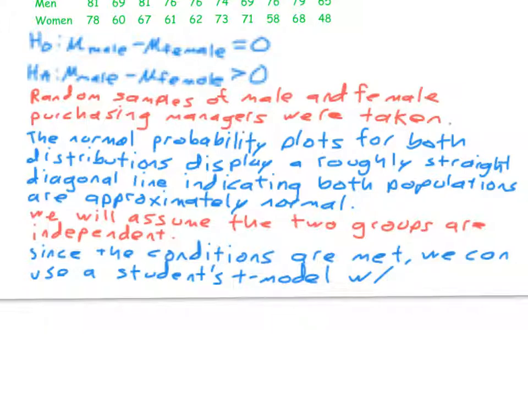Okay, so on the 4th line, you'll see that the degrees of freedom is 15.1. You were told to truncate that, so the degrees of freedom is 15. So we're going to use a student's t-model with 15 degrees of freedom to conduct a 2-sample t-test.